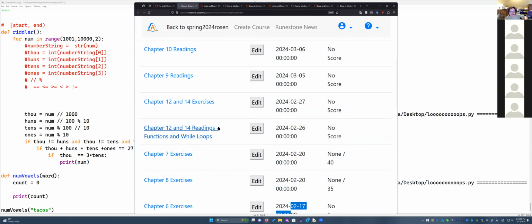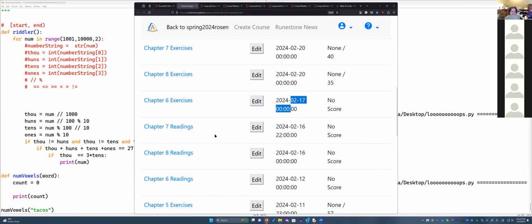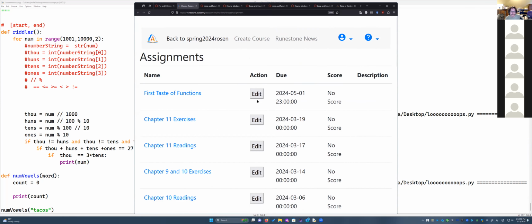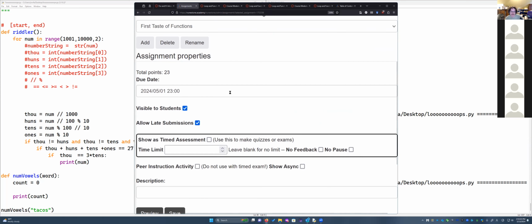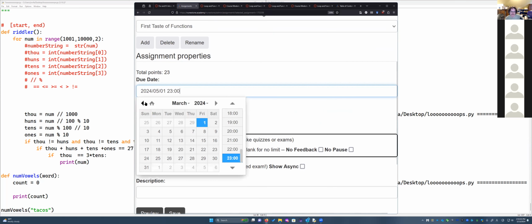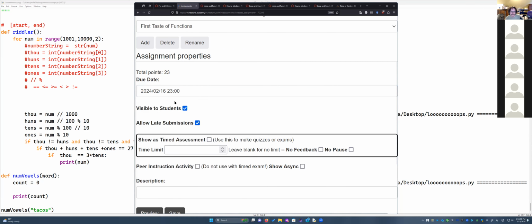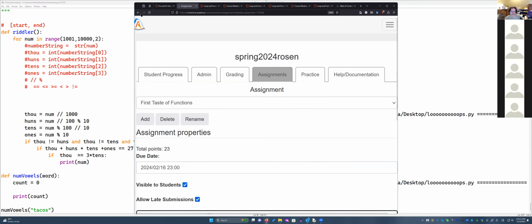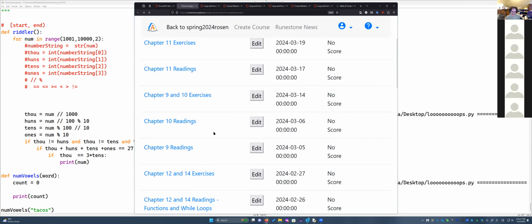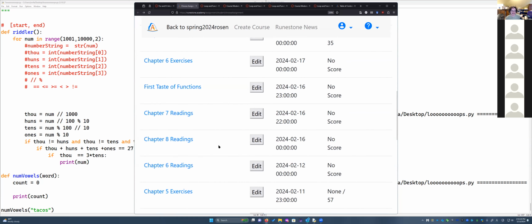And I think I probably need to modify those functions. Oh, wow. Give me a second. That first taste of function should be way up. I don't know why that is where it is. Again, there's no penalty for it being late. But this is basically so it's now on par with the rest of the readings. So there we go.